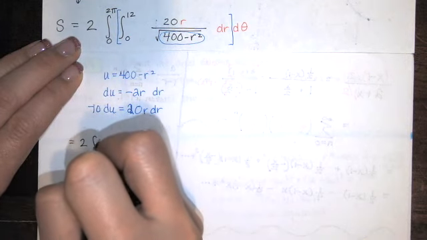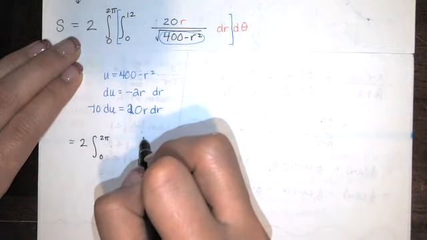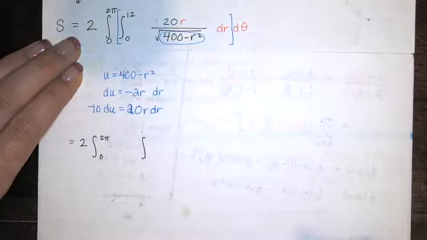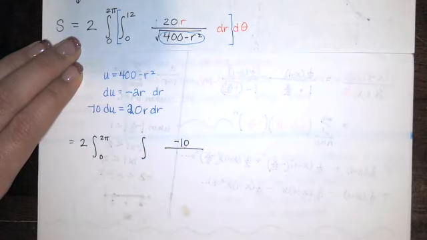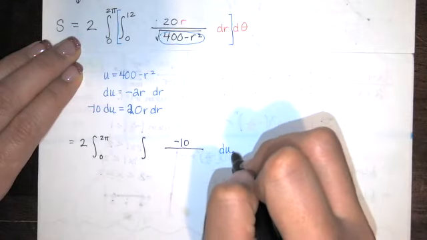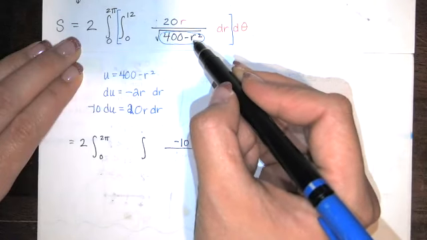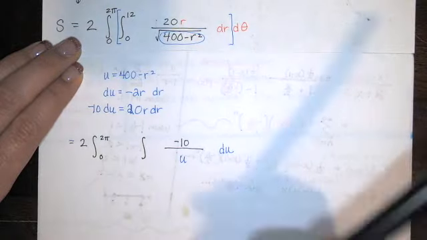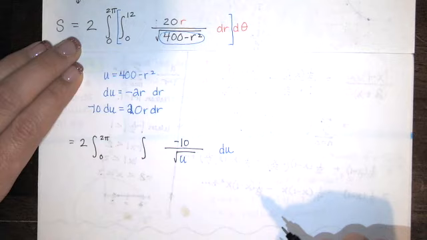And I still have 2 times the integral from 0 to 2 pi on the outside. I'm not worried about that. 20r dr is the same as -10 du, so we can substitute that. I'll factor my du off to the far right. Now in the denominator, I've got 400 minus r squared. That's our u, but we're taking the square root of it. Don't forget that square root.